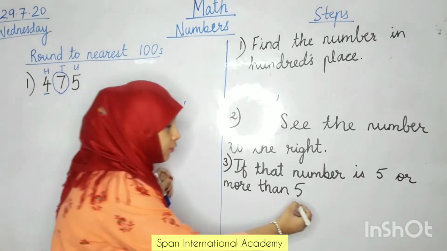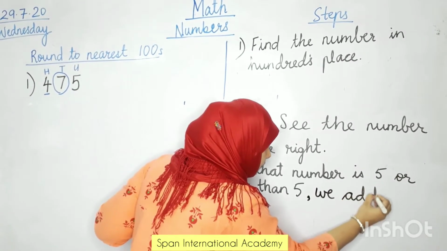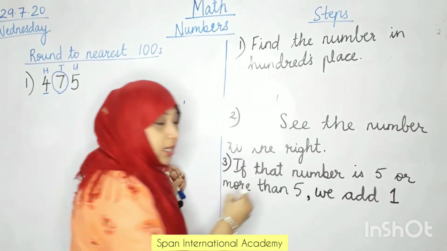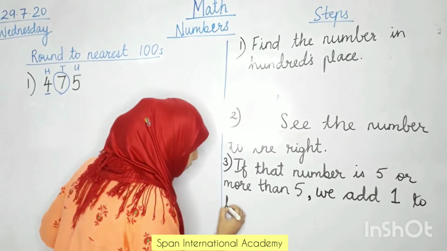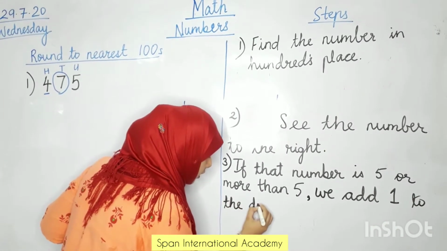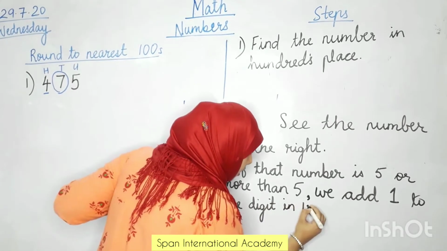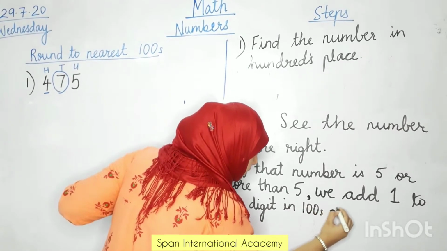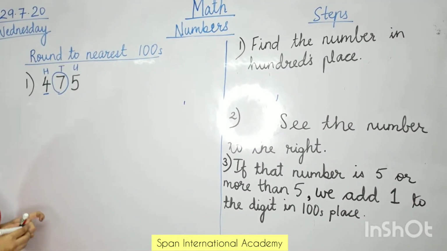So what will we do? We add 1 to the digit in hundreds place. We will add 1 to the digit in hundreds place.